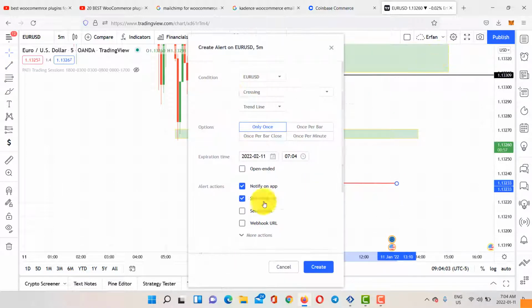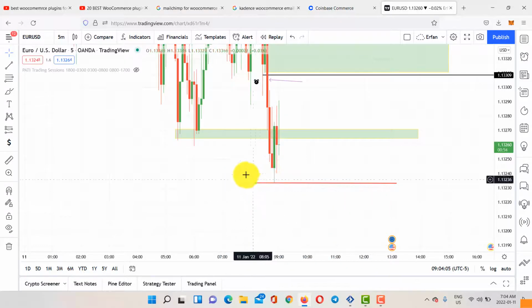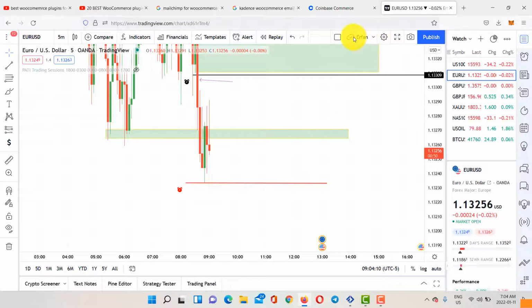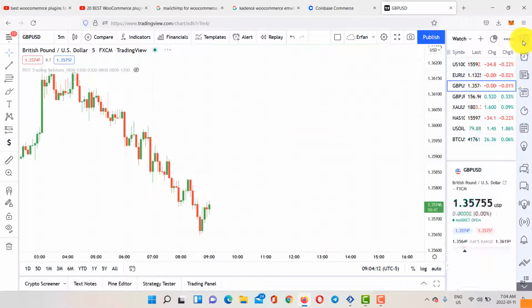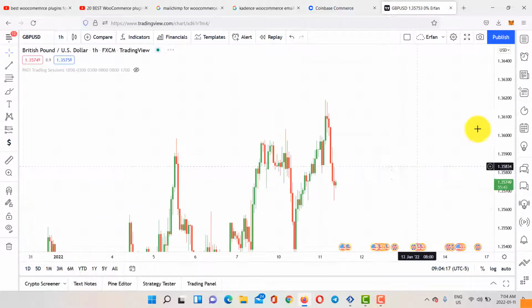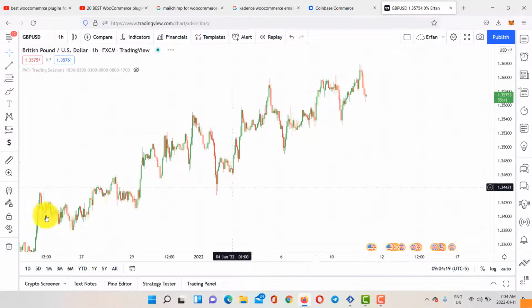I can actually set another alarm right here to notify me what's going on. So this is for EURUSD. Let me just save this one. Let's go to GBPUSD to see what this baby is doing.